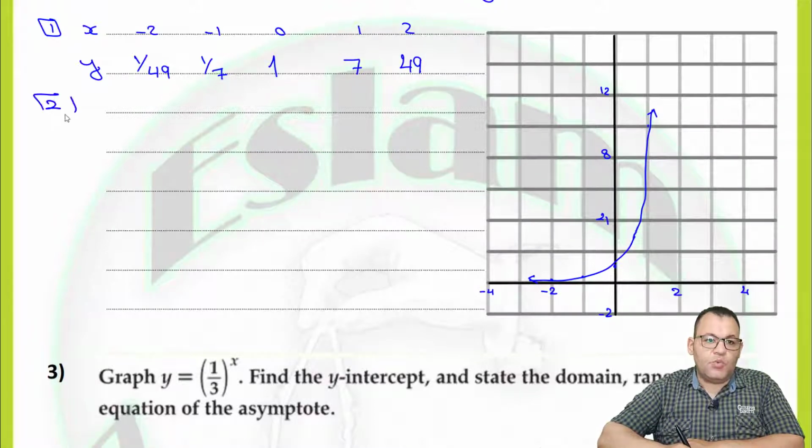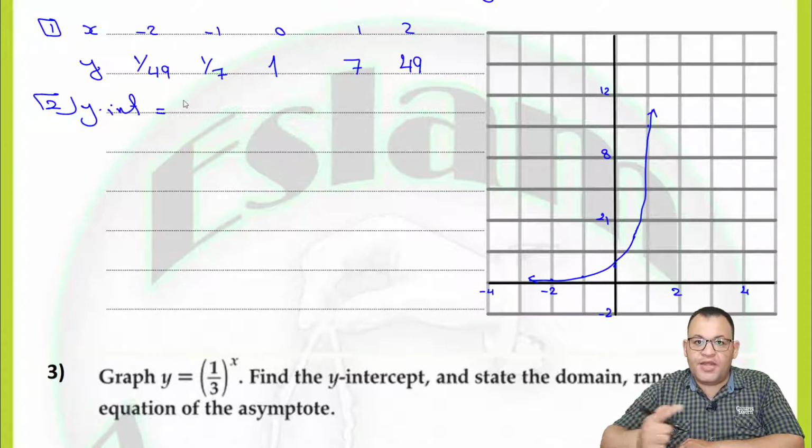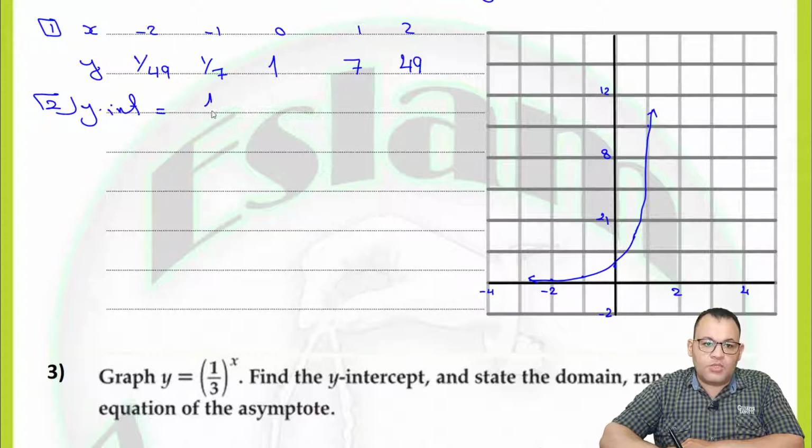Now number 2. We need to find the y-intercept. We said the y-intercept is the value of y when x is equal to 0. When x is equal to 0, y is equal to 1. So the y-intercept equals 1.